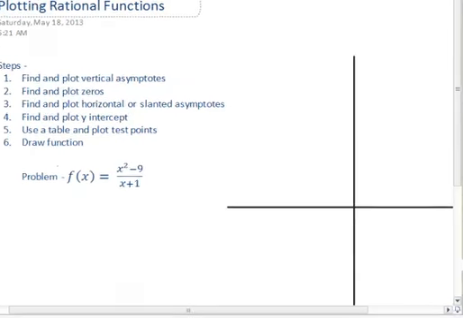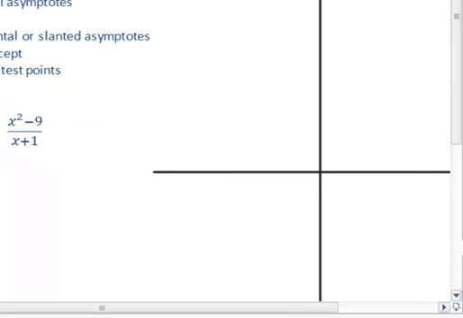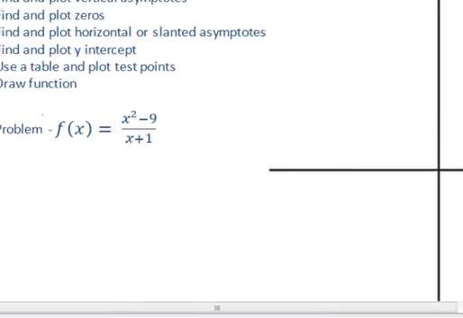Hello class, we're back again, and I just wanted to go over another plotting of a rational function, but in this case our rational function has an overall degree of 1, so we'll have a little bit of long division to do in this one. So as we start off and work through this, our first step again is to find our vertical asymptotes.